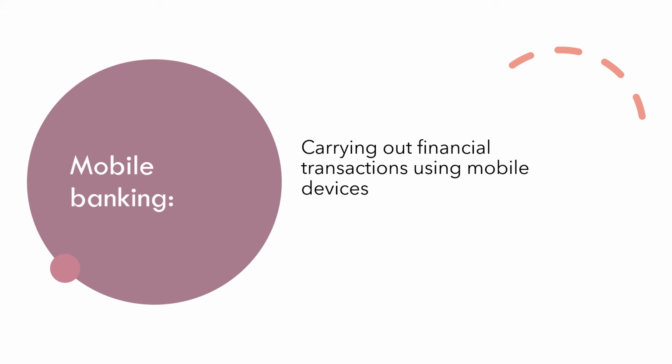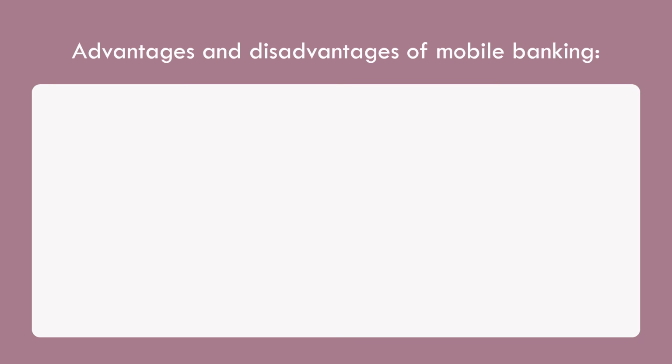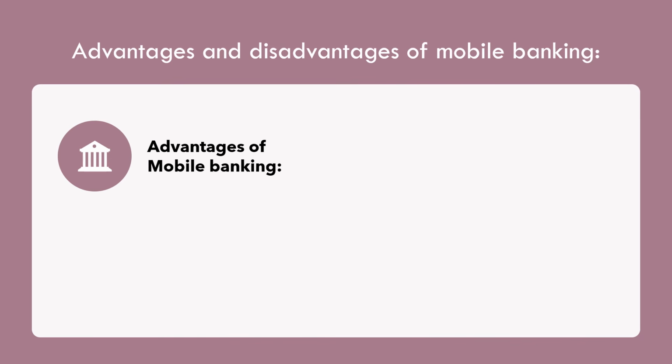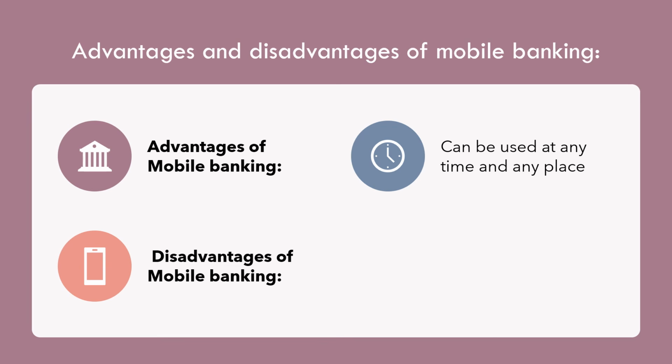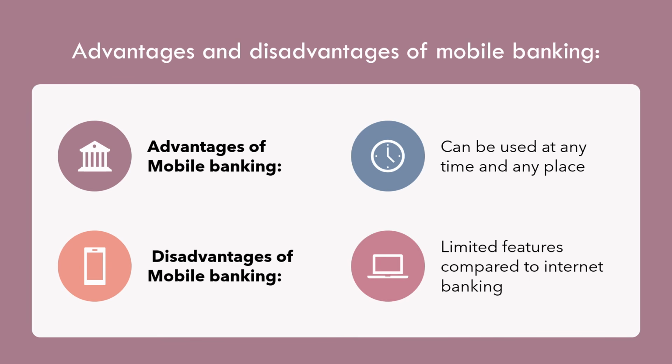Mobile banking. What is mobile banking? Mobile banking is carrying out financial transactions using your mobile device, for example, a phone or a tablet. What are the advantages and disadvantages of mobile banking? The advantages of mobile banking is that it can be used at any time and any place. However, the disadvantages of mobile banking is that there are limited features compared to internet banking.